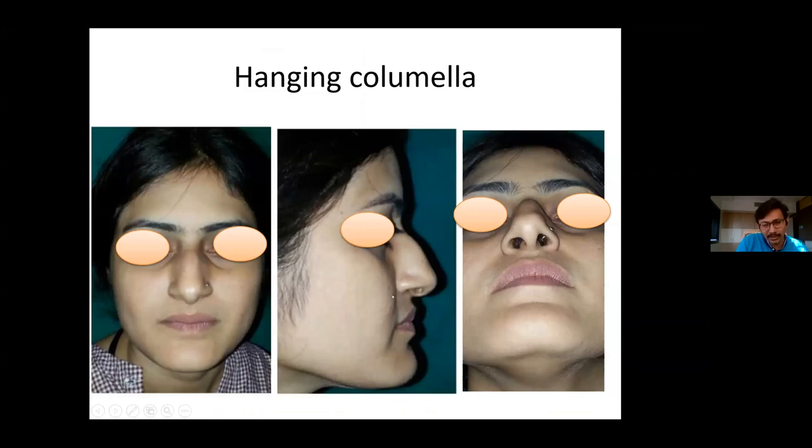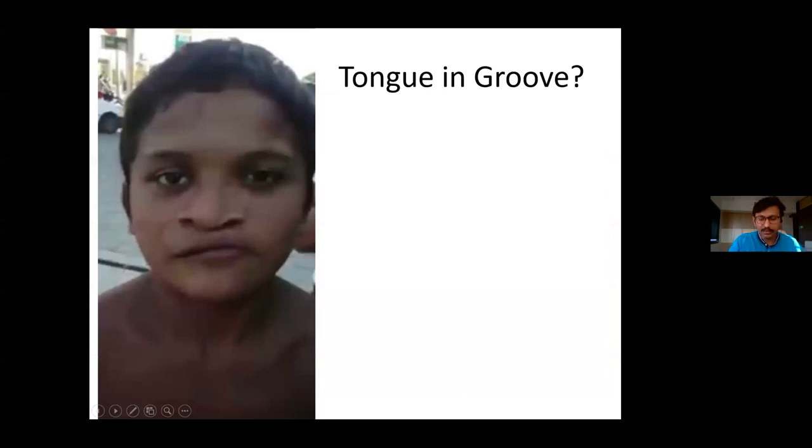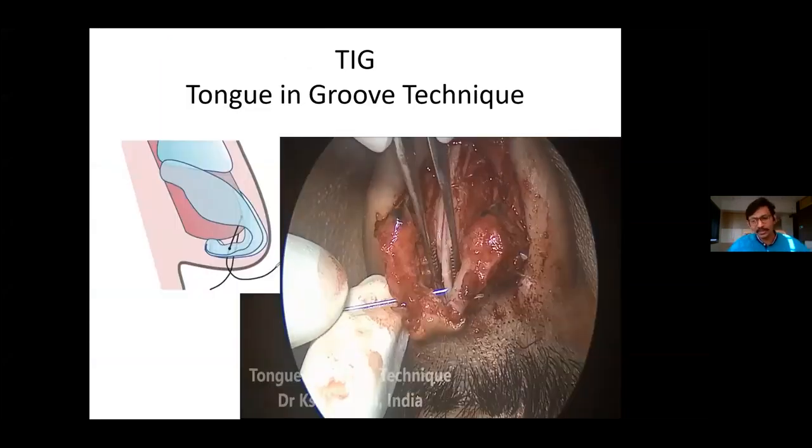On the lateral view, if you draw a line like this, this is the hanging columella, and this is a very typical boxy tip. This is a boxy tip deformity. So in such cases, you have to use a tongue in groove technique. Now there was a lot of question about what is tongue in groove technique.